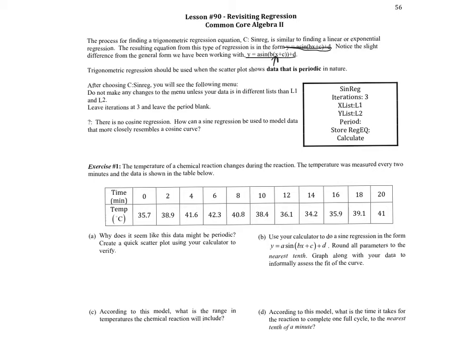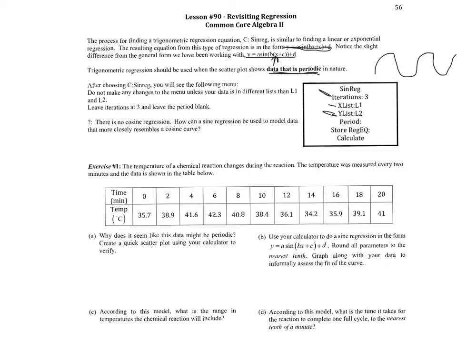Trigonometric regression should be used when the scatter plot shows data that is periodic in nature. So whenever we see something that's fluctuating and going up and down, that's a trig graph. After choosing sine reg, you should see the menu here. We're not going to make any changes. We're just going to leave L1 and L2. We're not going to change the iterations or anything like that.